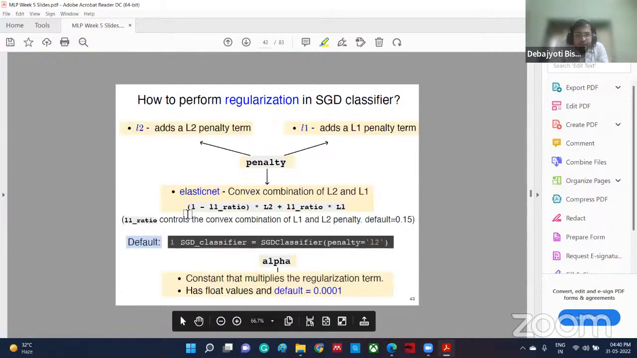Next, what are the penalties which are possible? One is L2, which adds an L2 penalty term. L1 will be another. So three types of penalties are possible: one is elastic net, one is L1, and another is L2. Okay, default will be L2.